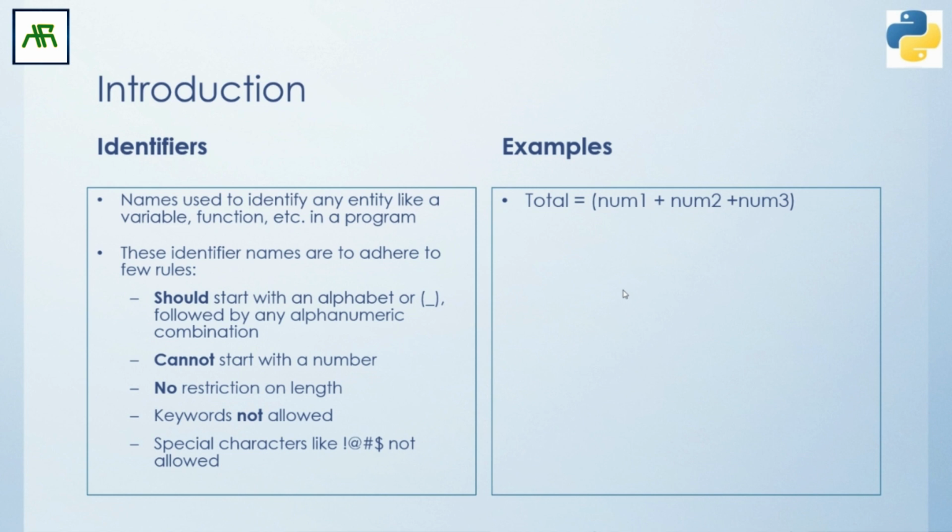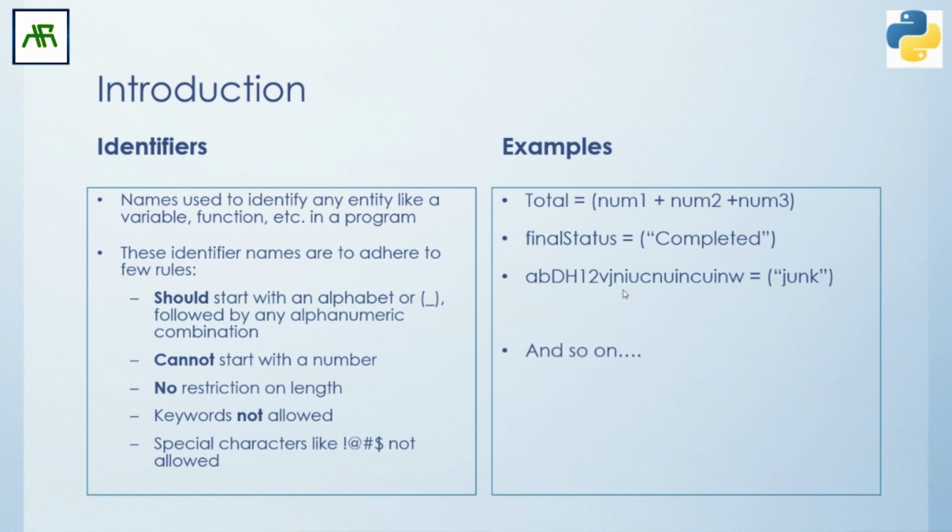Let's look at some examples for identifiers. Total equal to number1 plus number2 plus number3. All four are identifiers. Total will hold the sum of number1, 2, and 3, but all four are identifiers and they will have a data type of number. Final status equal to completed. So this is a string identifier which has a string value assigned to it. And this is some chunk. As I mentioned earlier, it should start with an alphabet and it can be of any length. So I wanted to give an example for that. It can have any number of characters, but I just gave a value of chunk assigned to this particular identifier and so on.